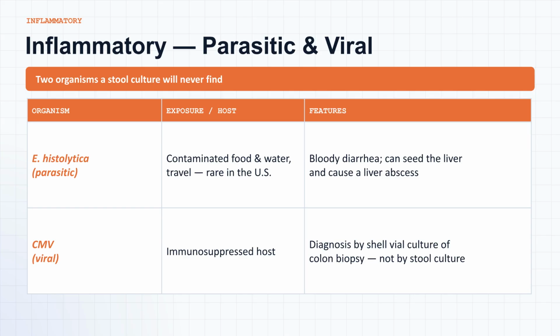Cytomegalovirus is a disease of the immunosuppressed patient. Transplant recipients. Advanced human immunodeficiency virus. High-dose steroids. The diagnosis is made on colonic biopsy using shell vial culture. You will not find it with a stool culture. The lesson is to match the test to the organism you suspect. A routine stool culture will miss both of these.